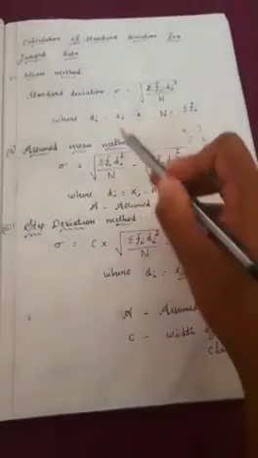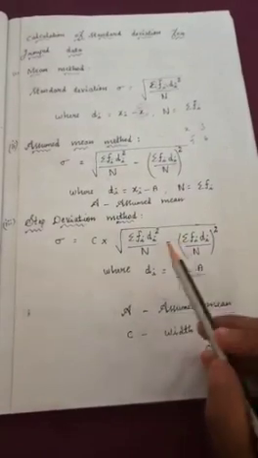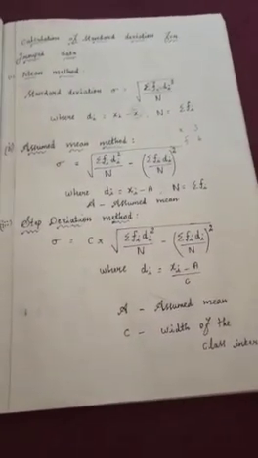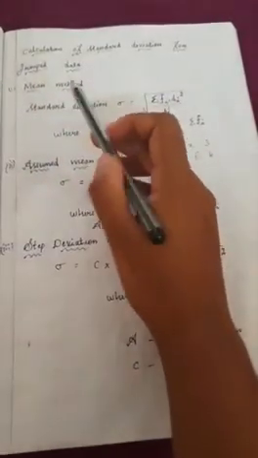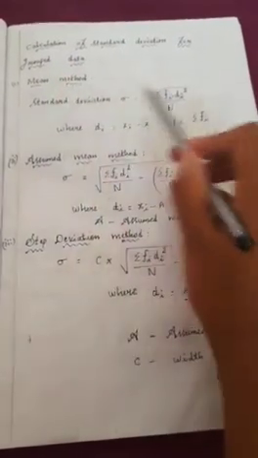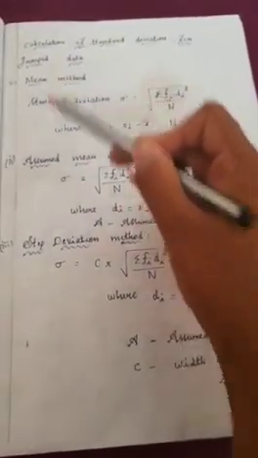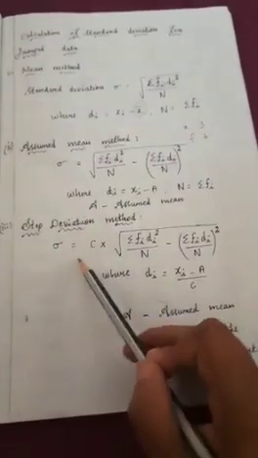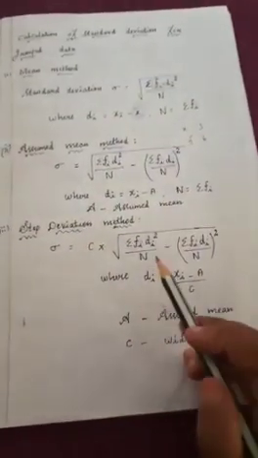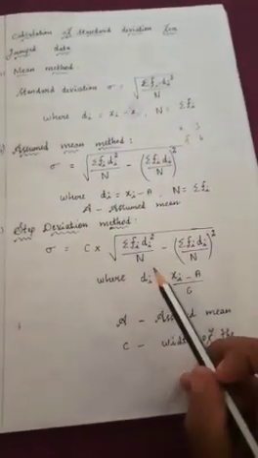So these are the methods we have to use for finding the standard deviation if the given data is grouped data. In grouped data, we will not use the direct method. We use the mean method, assumed mean method, and step deviation method. You have to study the different formulas and keep them in mind, then only can you apply them here. Thank you.